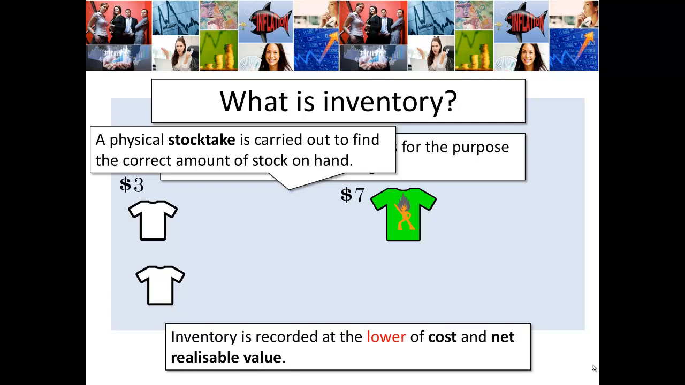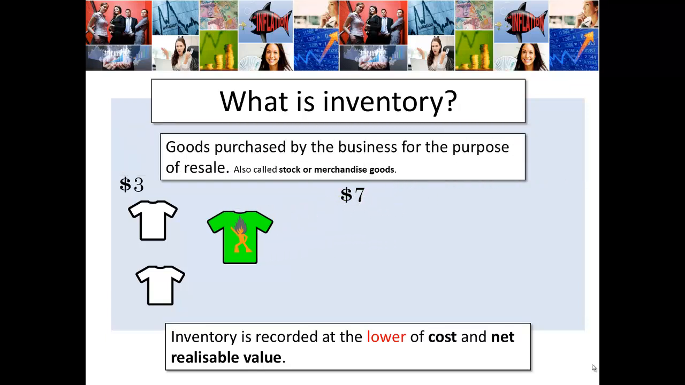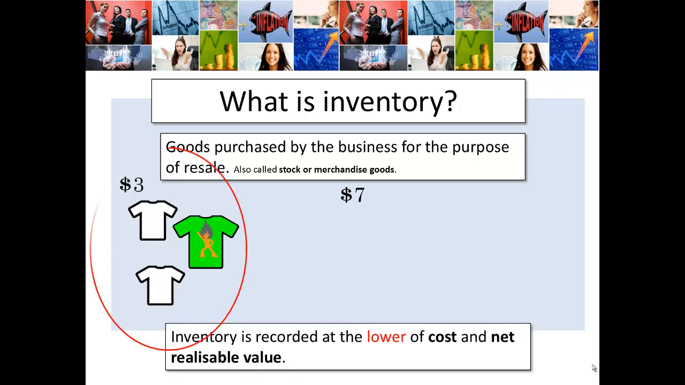At least once a year, a physical stock take is carried out to find out the correct amount of stock on hand, because stock changes during the period. And here the stock is going to be recorded at the lower of the cost and net realizable value. So in this case, even though the t-shirt has had some work done on it and it's ready for the shops at $7, it'll be recorded in the inventory as $3.